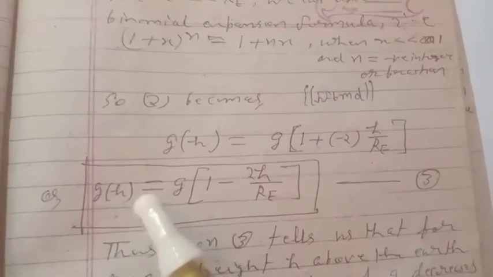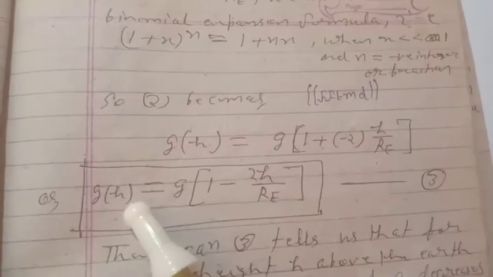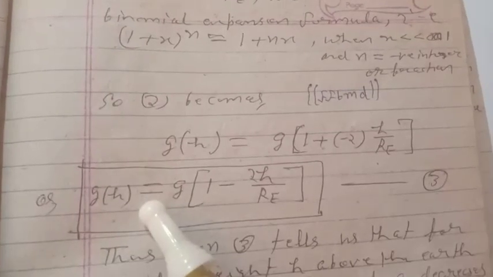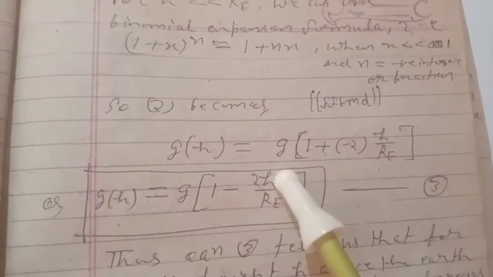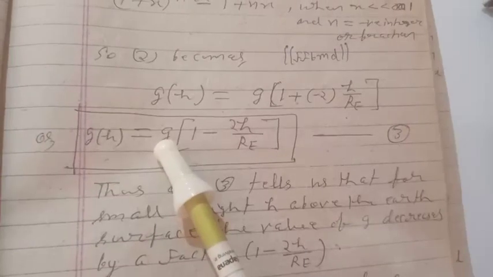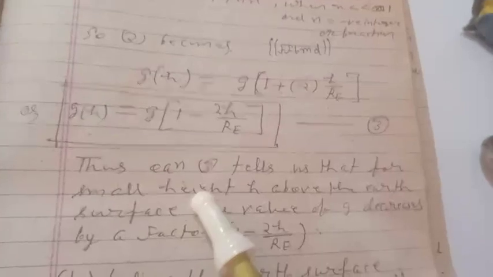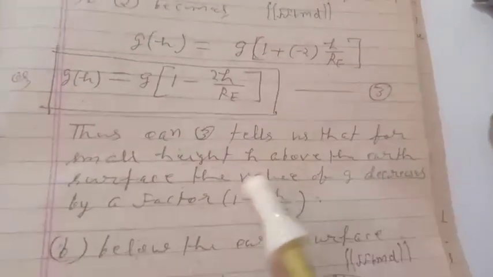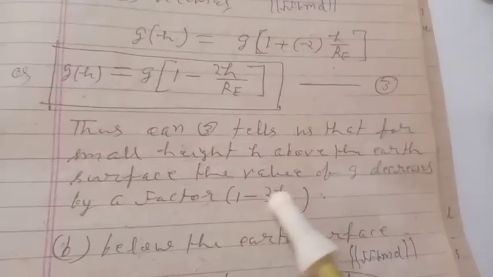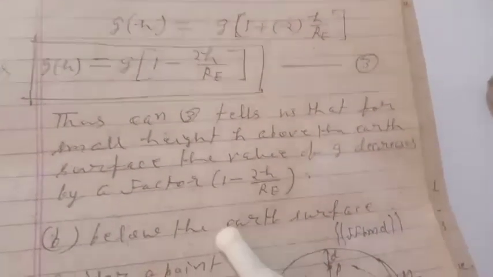equation 3, and this gives the value of acceleration due to earth at a height h above the earth's surface, where h is the distance of the point from the earth's surface, and g is the acceleration due to gravity at the earth's surface. Thus equation 3 tells us that for a small height h above the earth's surface, the value of g decreases by a factor 1 minus 2h by Re.